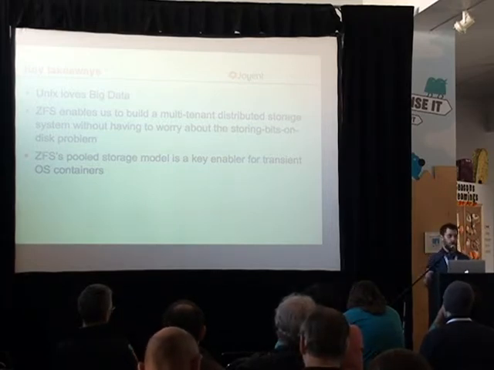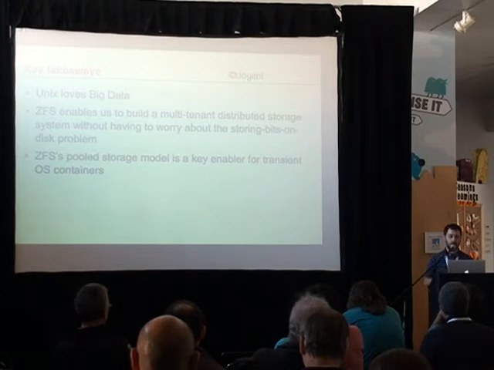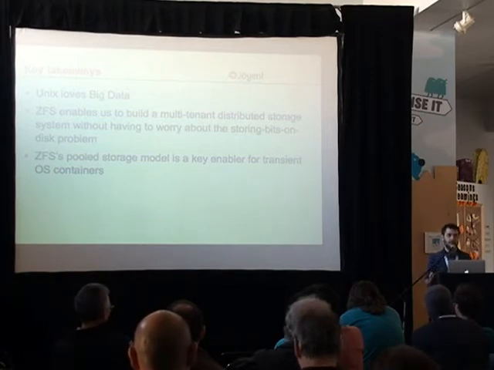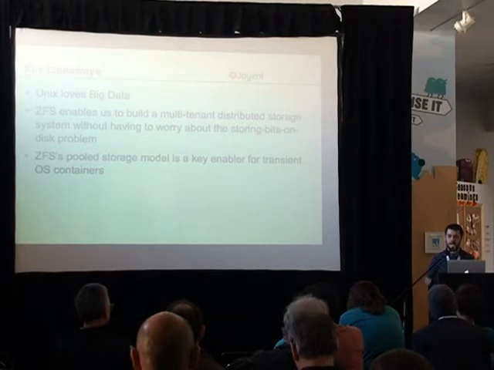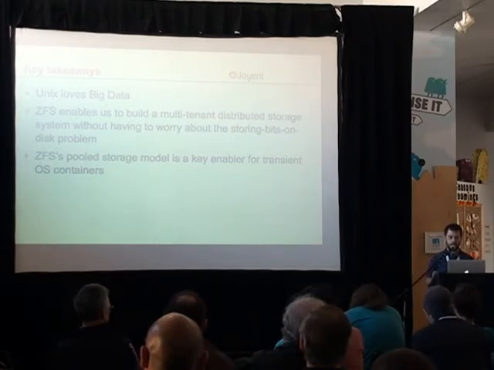Or maybe I shouldn't say worrying about, but certainly writing code to deal with. And the pooled storage model has been really key for us for this notion of transient OS containers. And this is something obviously the Docker community is really excited about, and we're really excited about as well, also in terms of Docker. And I think we're going to see a real uptake in that specifically. There's an open pull request for ZFS support in Docker, and figuring out exactly what that looks like is going to be pretty clutch, because it could be really compelling.